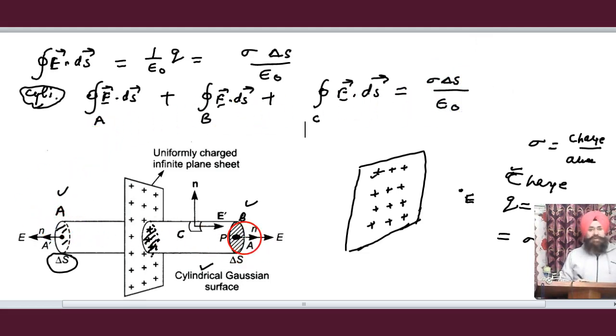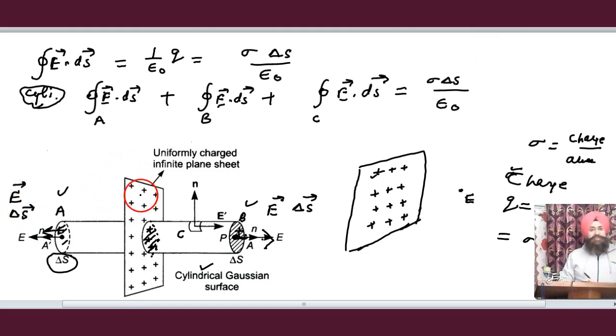Now look, here if you put a unit positive charge, it will go along this side because of the positive sheet. So this is the direction of E. And the area vector is always perpendicular outward to the surface, so the area vector is also along the same direction. So for surface B, E and delta S are along the same direction. Likewise here, a unit positive charge will go along this side, and the area is also along the same side. So again the angle between E and delta S is 0 degrees.